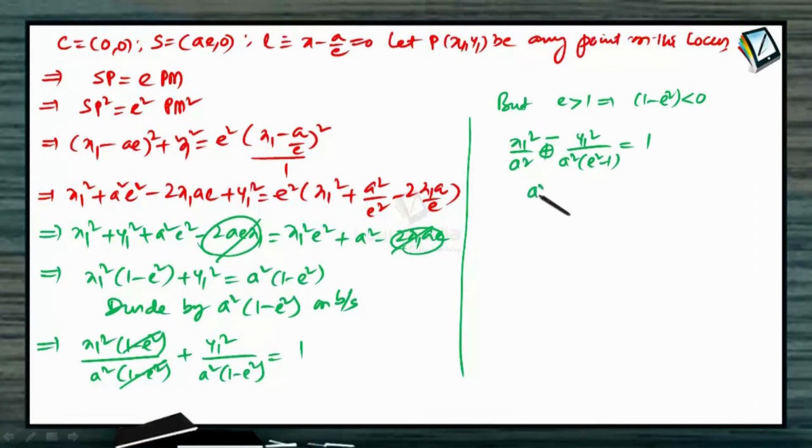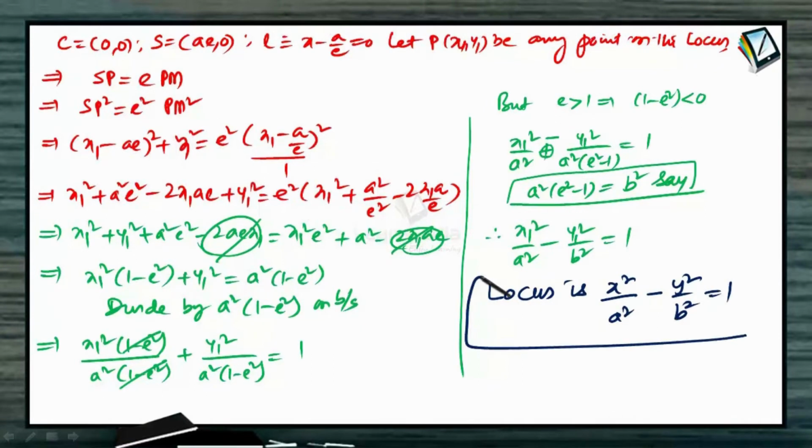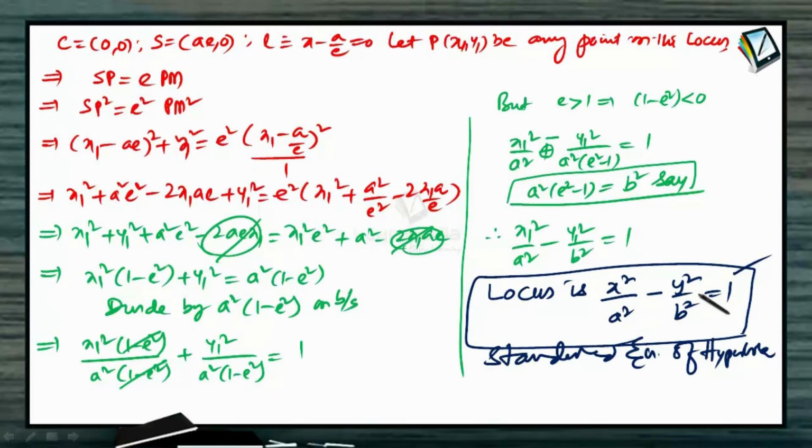Now here A square into E square minus 1 is a positive quantity, let it be equal to B square. We take this as B square because it is a positive quantity: E is more than 1, E square is more than 1, A square is positive, so the product is positive. Therefore we get the standard equation of the hyperbola as x1 square by A square minus y1 square by B square equal to 1. Therefore the locus is x square by A square minus y square by B square equal to 1, the standard equation of the hyperbola. So this is the standard equation of the hyperbola derived from this concept.